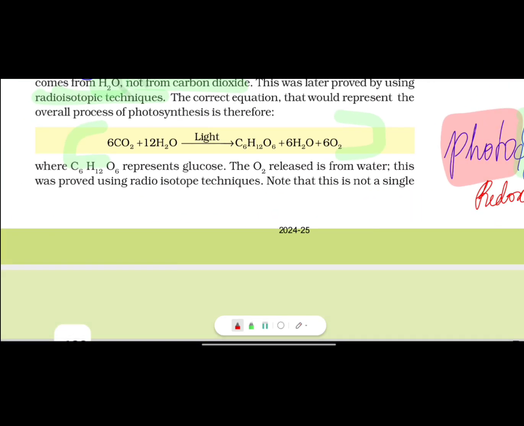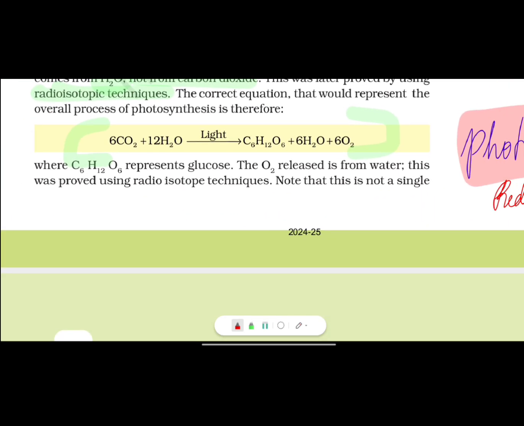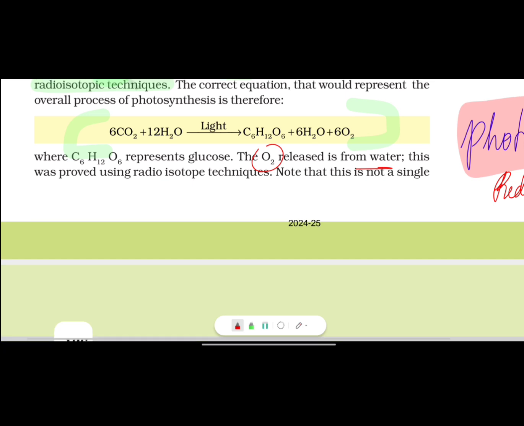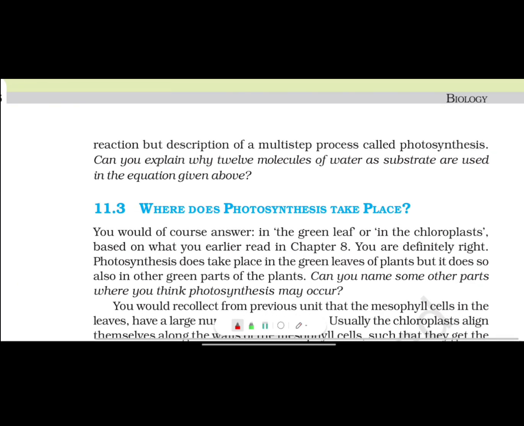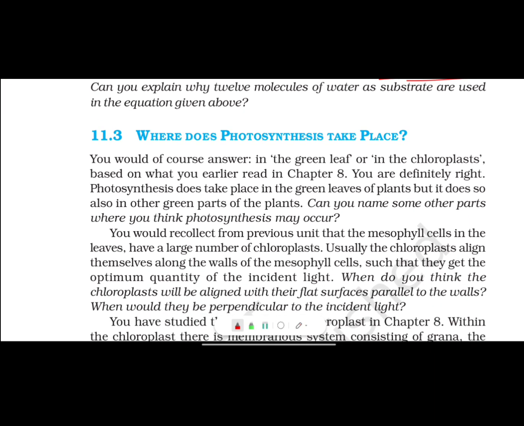Very important, where C6H12O6 represents glucose, and the O2 is released from water, as we have studied above. So nothing is new over here; we are just revisiting what we studied before. This was proved using the radioisotope technique. Know that this is not a single step but a multi-step process. Is photosynthesis a single step process? No, it's a multi-step process.